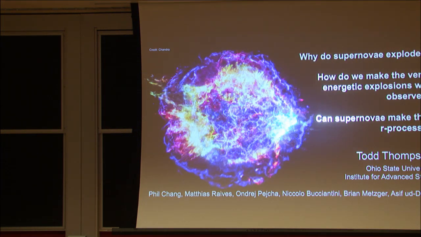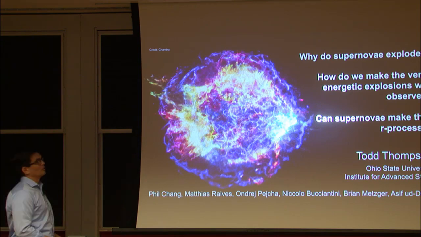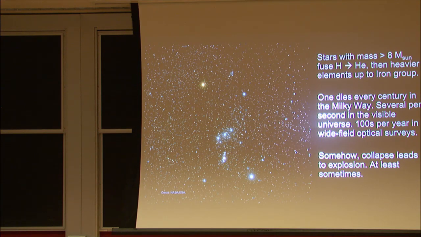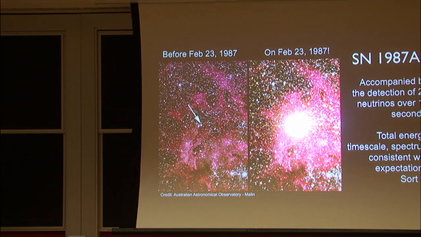All right, so I want to focus on three questions, which I'll try to do. So somehow collapse of these massive stars, which is initiated by the Chandrasekhar instability or something like it, leads to explosion, at least sometimes. And how do we know that? Well, we know for a variety of reasons.